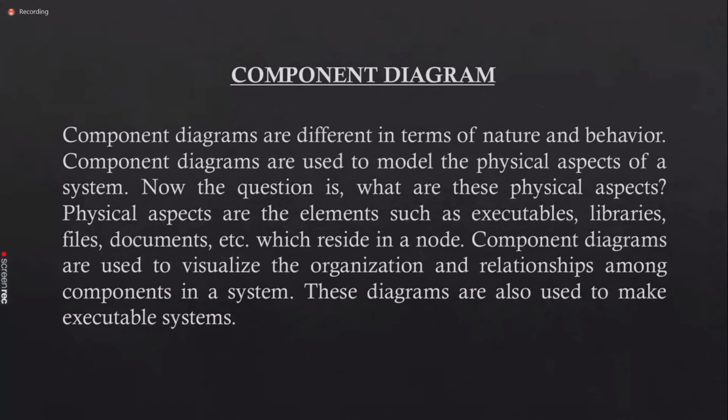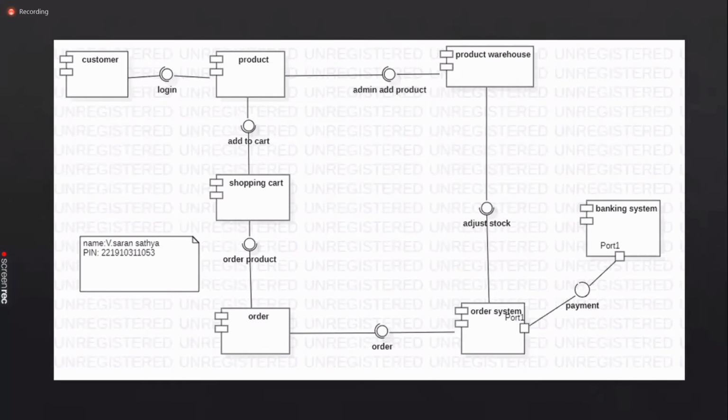Moving on to the diagram, here we have the product warehouse, shopping cart, order system, banking system, and product as the components of this diagram. There are different interfaces connecting these individual components to each other. We'll start with the customer and product. These two components are connected with the interface login, and the half circle represents dependency. The product is dependent on the customer.